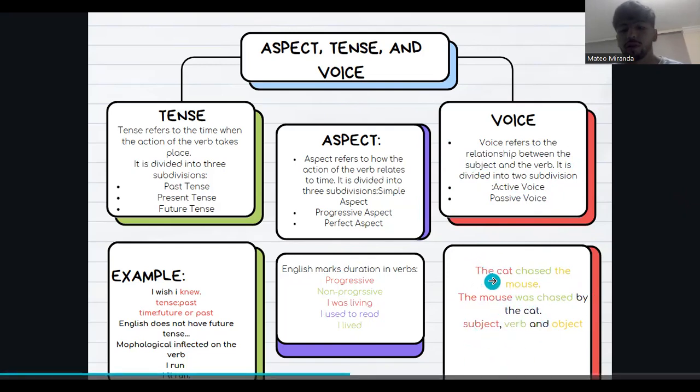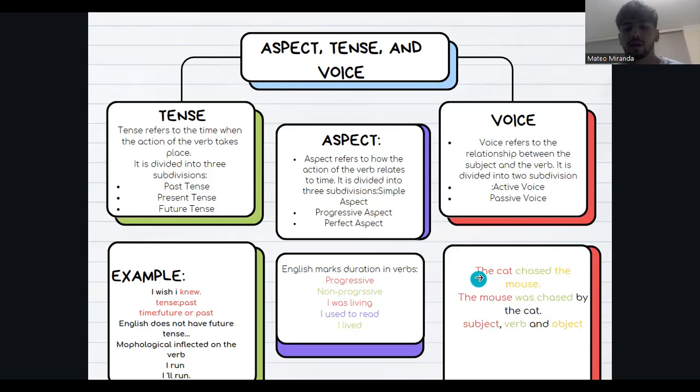As you can see here, in red we have the subject, in green we have the verb and the form of the verb, and in yellow we have the object. Now I'm going to explain the structure of the sentence. Now the cat is the agent, the verb, and the mouse becomes the patient.